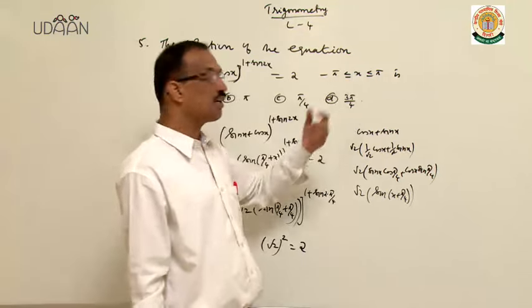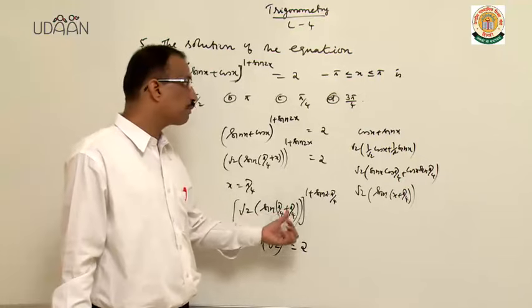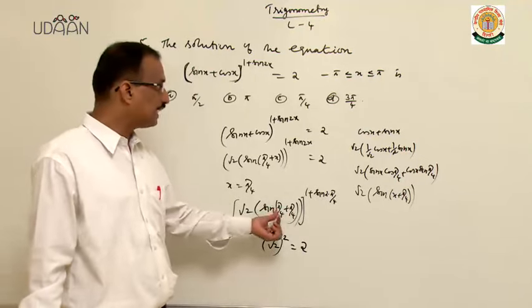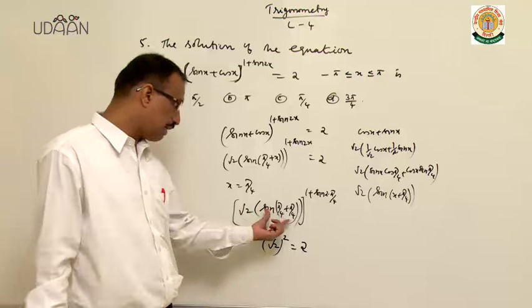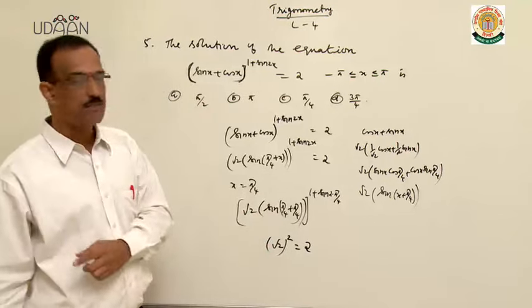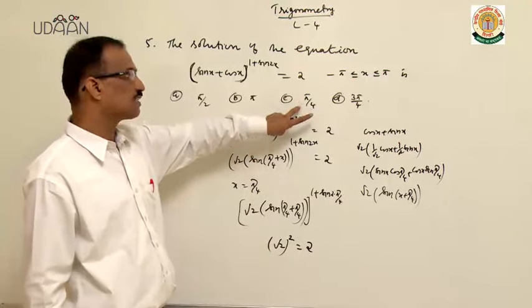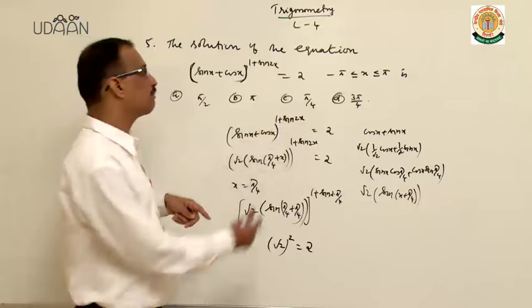And then if you have 3 pi by 4, so 3 pi by 4 plus pi by 4, you will get pi. So sin pi becomes 0. So the only option we will get is C, that is pi by 4.